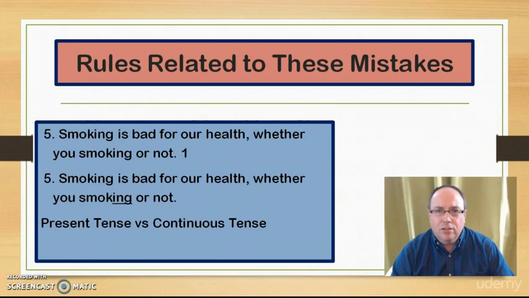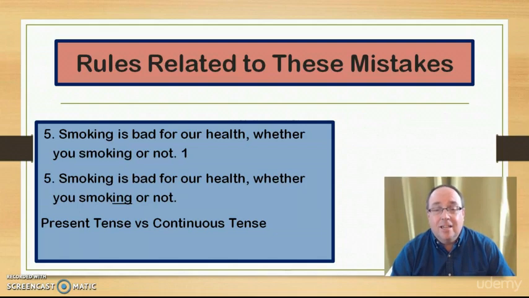It's the present tense versus the continuous tense. Smoking is bad for our health whether you smoke or not. It should be changed to the present tense. Smoke. If we just use the continuous tense, it'd have to be you are smoking. But that just means right now, right at this moment. And that's not what this sentence means. It should mean whether you smoke today or yesterday, tomorrow, anytime. So the final correction is smoking is bad for our health, whether you smoke or not.